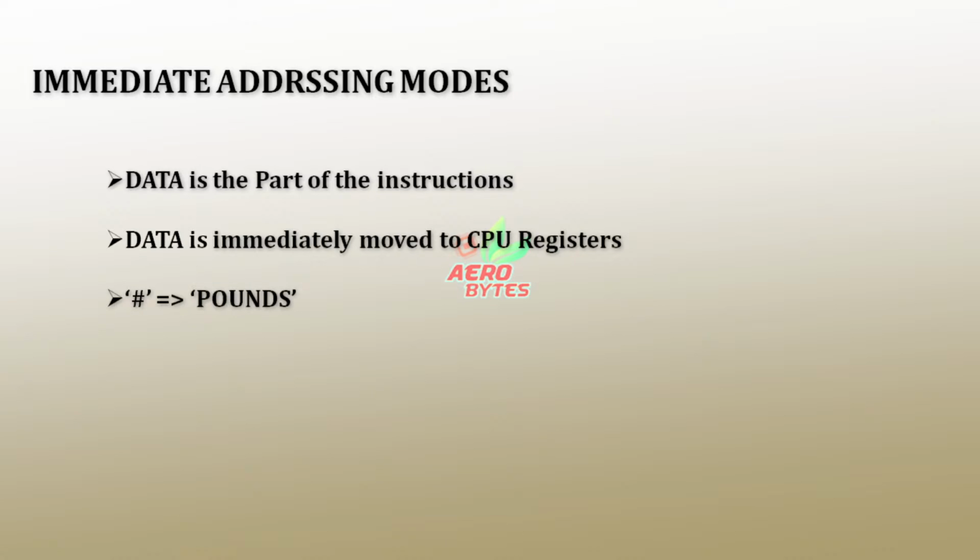The symbol pound (#) is used to distinguish it from the other addressing modes. If the symbol pound is identified in a particular instruction, it is known as immediate addressing mode. For example, MOV R0, #21H: that 21 value is moved to the R0 register. MOV A, #26H: the value 26 is moved to the accumulator. Then MOV DPTR, #21H.